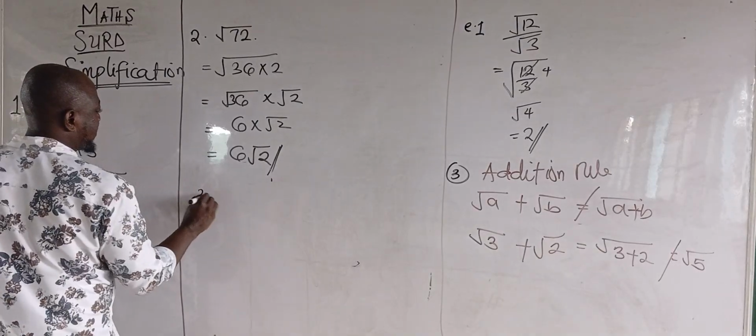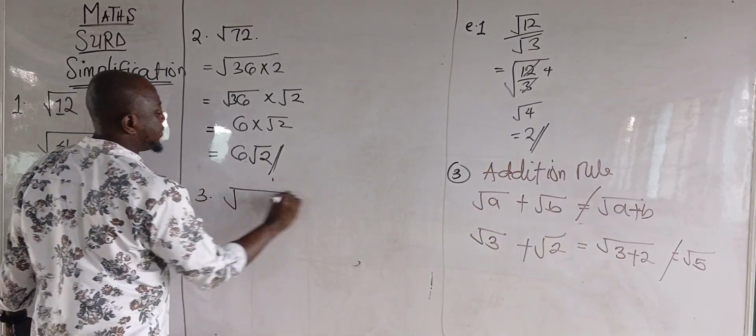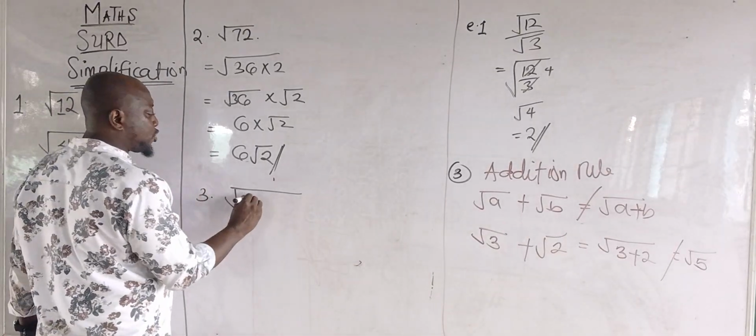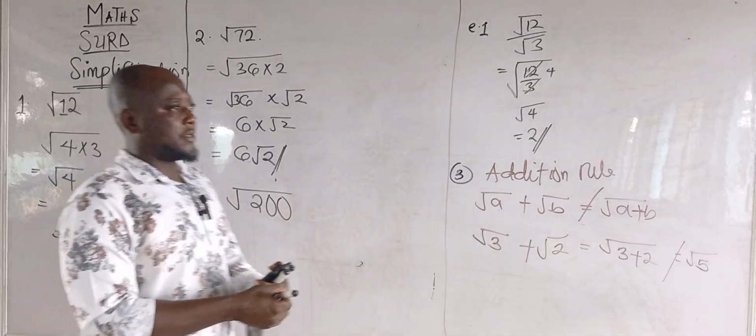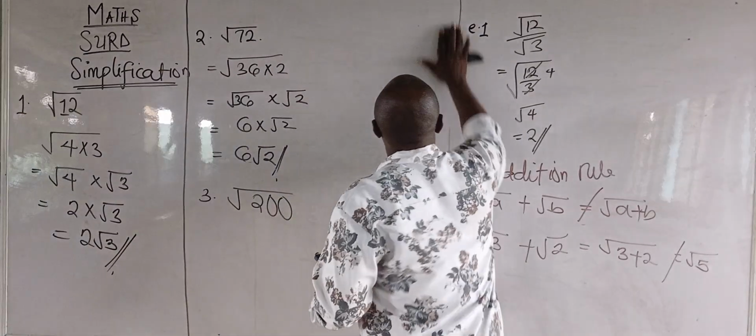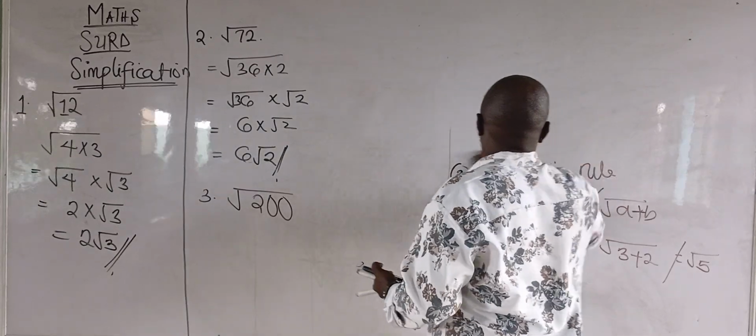Number 3, let's do 200. Let's do 200. So what's the next thing we'll do if we have 200 here?